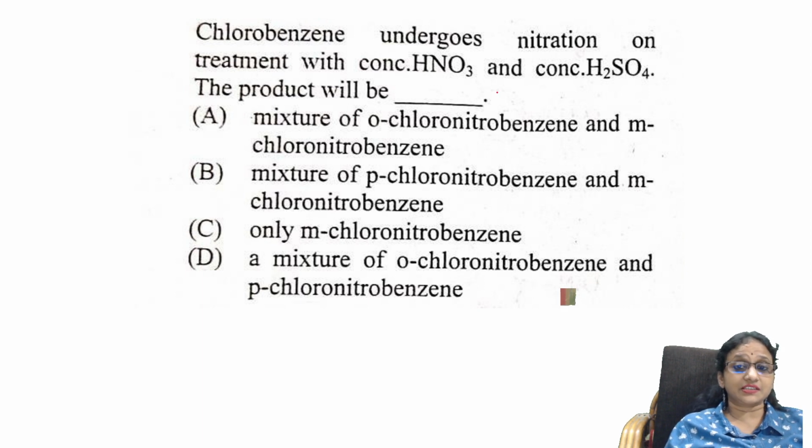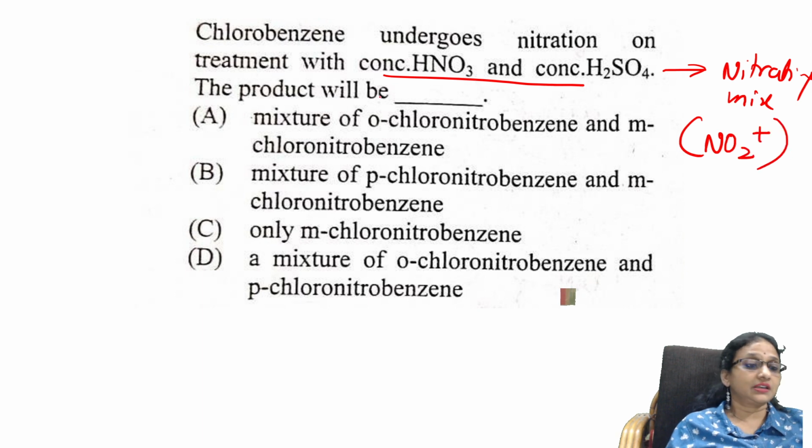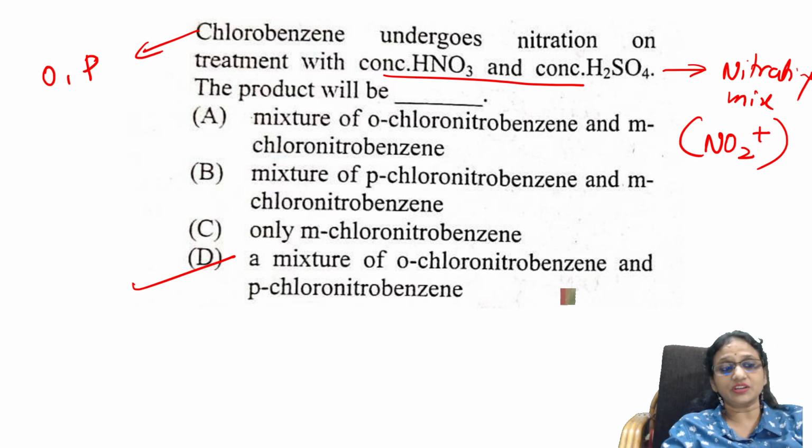Okay, the product is? So what is this mixture? It is nothing but a nitrating mixture. In the nitrating mixture, what is the electrophile? NO2 plus is the electrophile. Chlorobenzene is which directing group? Ortho-para directing group. Okay, right. So what are the products? Yes, a mixture of ortho-chloronitrobenzene and para-chloronitrobenzene. That's all. Easy. Next question.